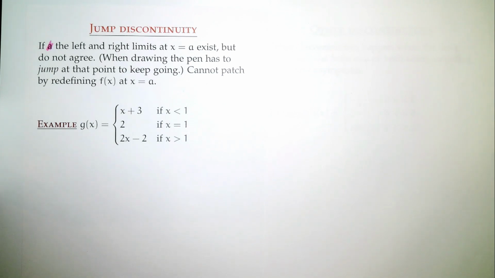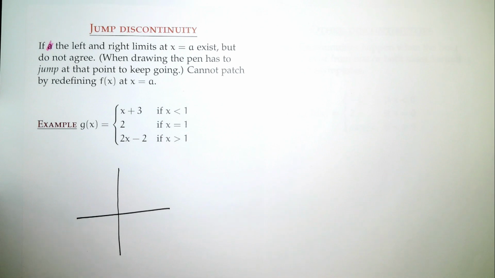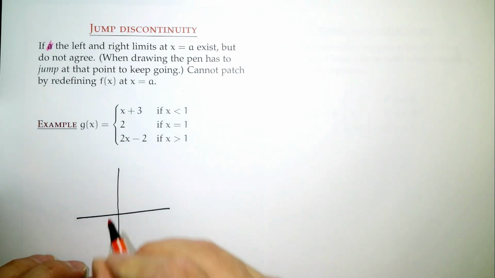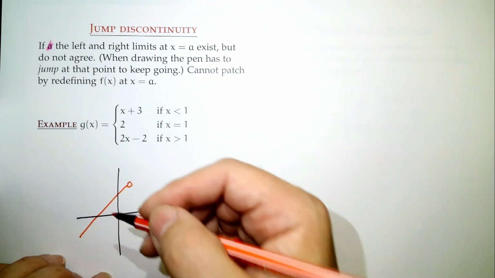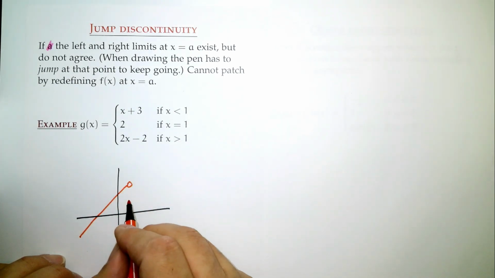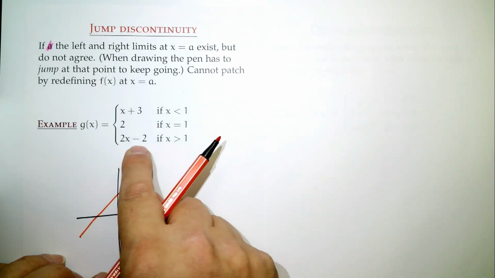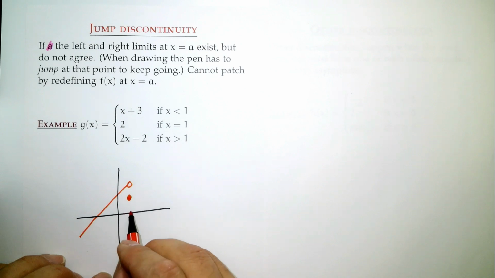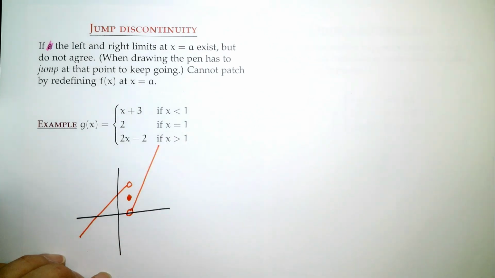Well, if you sketch it really quick, so let's do an example. I claim this is a jump discontinuity. So I have x plus 3 if x is less than 1. So that looks something like that. I'm at 2 if x equals 1, which I'll say roughly there. And I'm 2x minus 2 if x is greater than 1. And that looks something like that. So this is what g of x looks like if you were to sketch it.